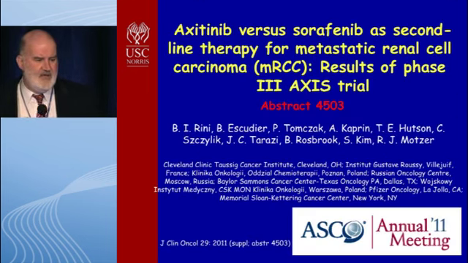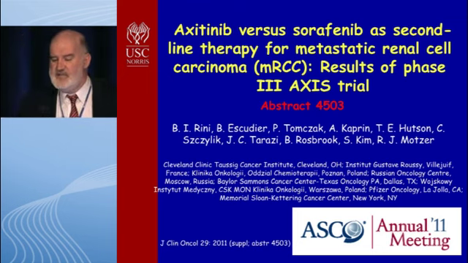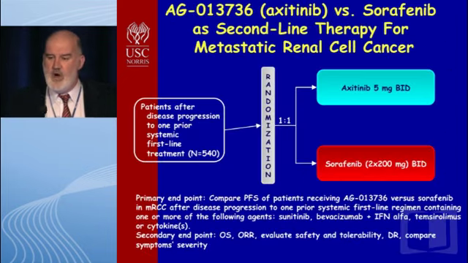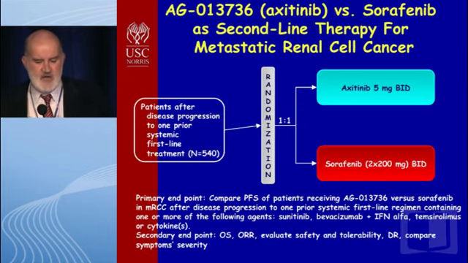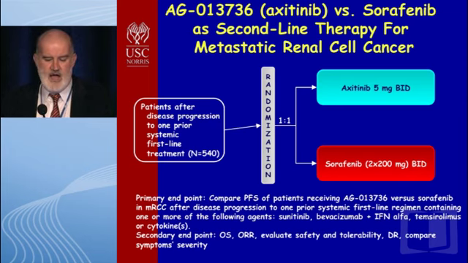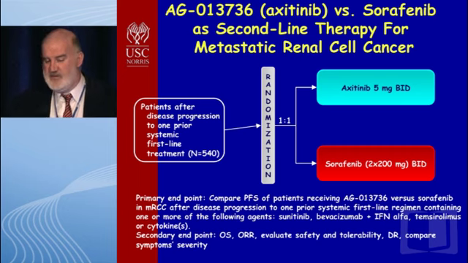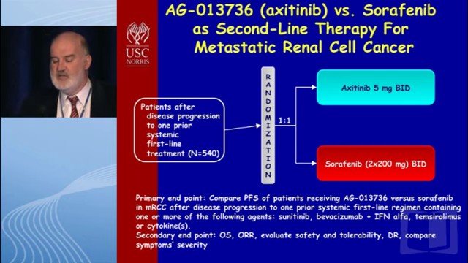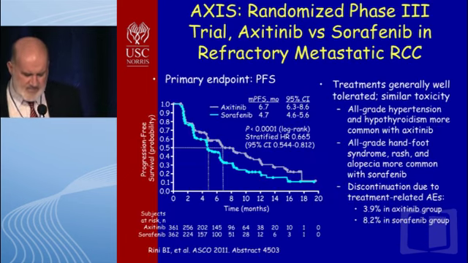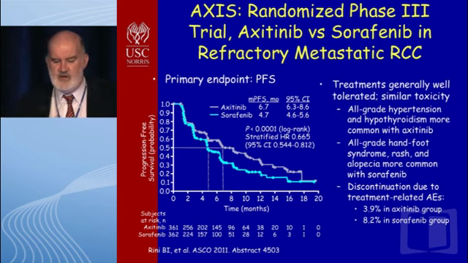If we look at giving a VEGF TKI in the second line, the AXIS study examined this in patients that were allowed to have any one of a series of first-line therapies, including cytokines, sunitinib, temsirolimus, or bevacizumab plus interferon, and randomised them to axitinib, a new, more preferentially targeted drug for the VEGF receptor, versus sorafenib, which is a multi-kinase inhibitor and the first drug licensed in the disease. This is a summary of the data, which showed a progression-free survival advantage of 2 months at the median to axitinib over sorafenib overall in the study.